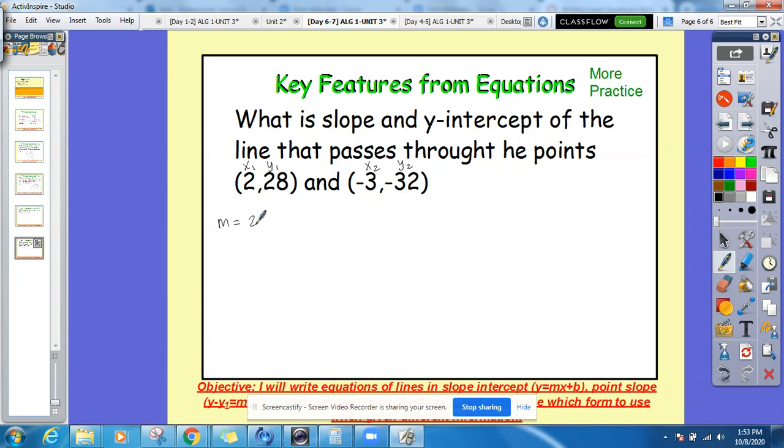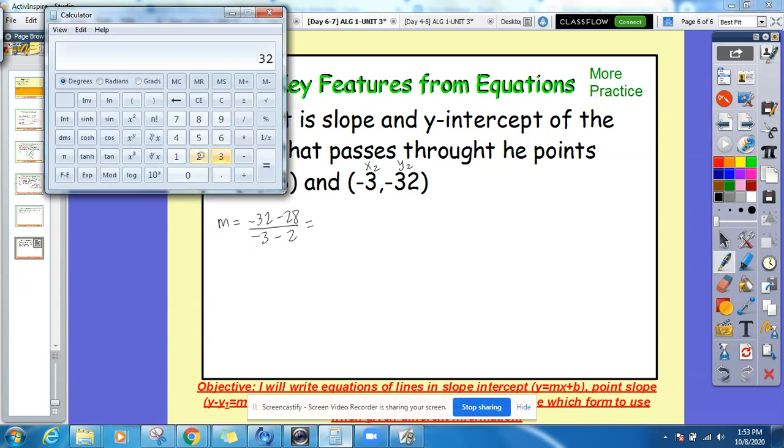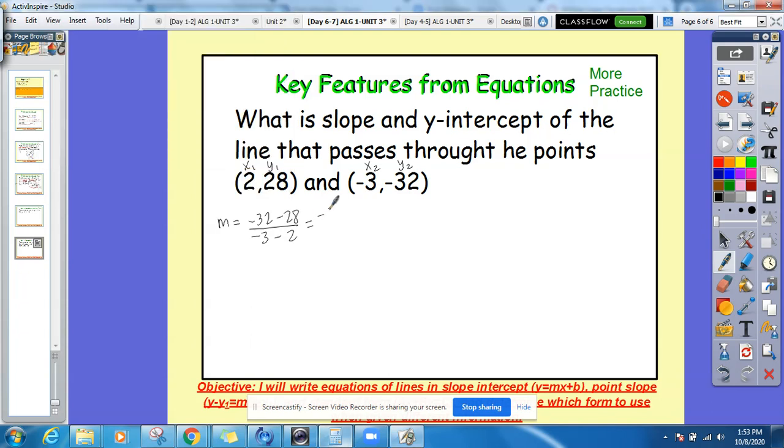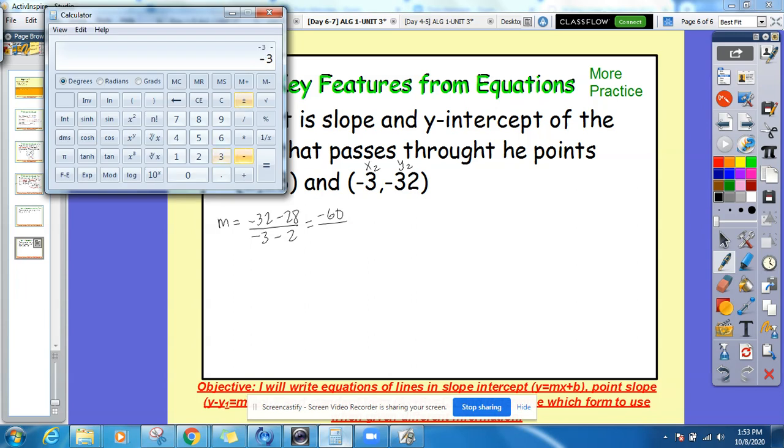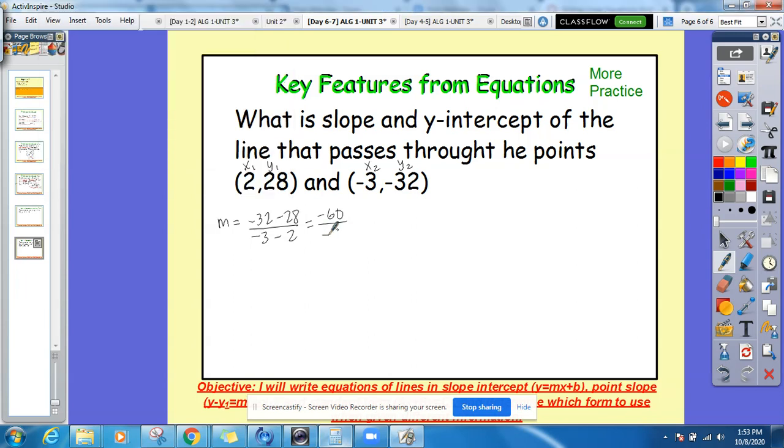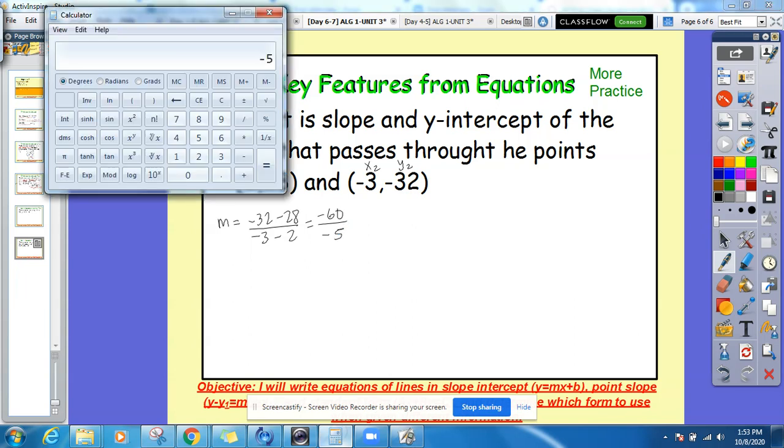So, negative 32 subtract 28 divided by negative 3 minus 2. I'm going to use my calculator because there's a lot of negatives there. So negative 32 minus 28 is equal to negative 60. And then negative 3 subtract 2 is negative 5. Negative 60 divided by negative 5 is positive 12.